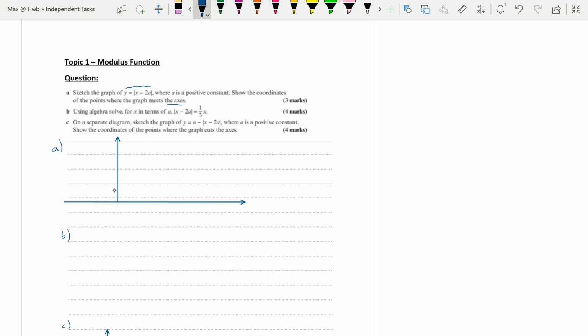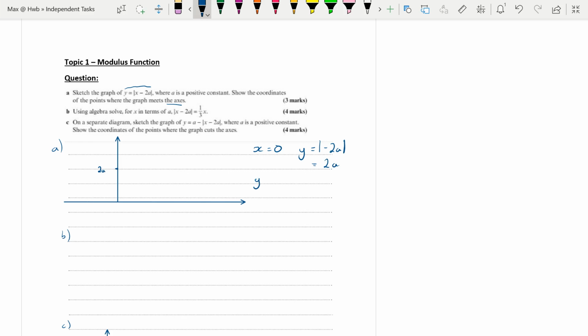To do it on the y-axis, I'm going to do it when x is 0. I'm going to substitute x is 0 in. If I substitute x is 0 into my equation, I get the modulus of minus 2a. Remember, if we take the modulus, that'll make it a positive. So I'm going to get the positive 2a. So it's going to cross somewhere about here at 2a. I don't know what a is, but I can say it's going to be roughly at that height.